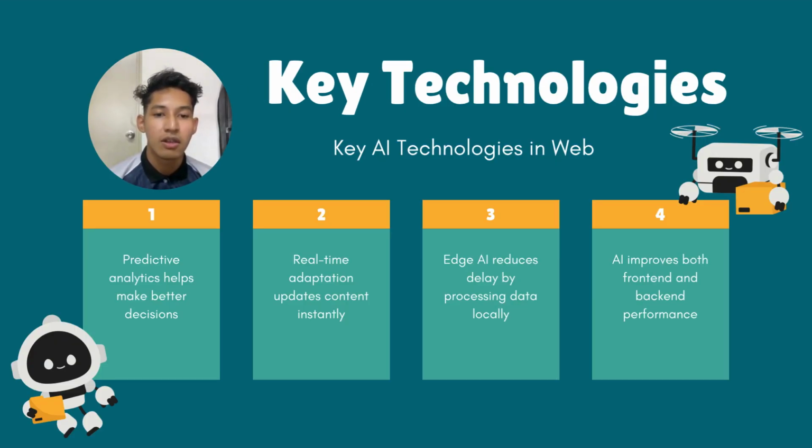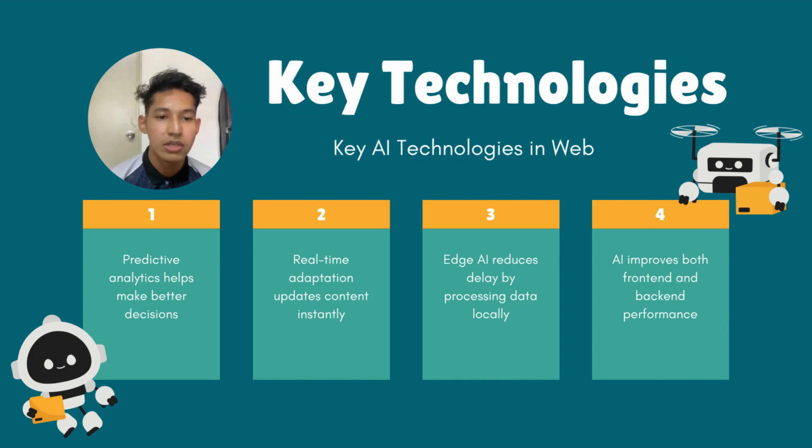Finally, let's look at the key technologies behind this improvement. One important technology is predictive analytics. This technology uses data to predict future outcomes and helps systems make better decisions. For example, it can predict what a user might click or buy next.